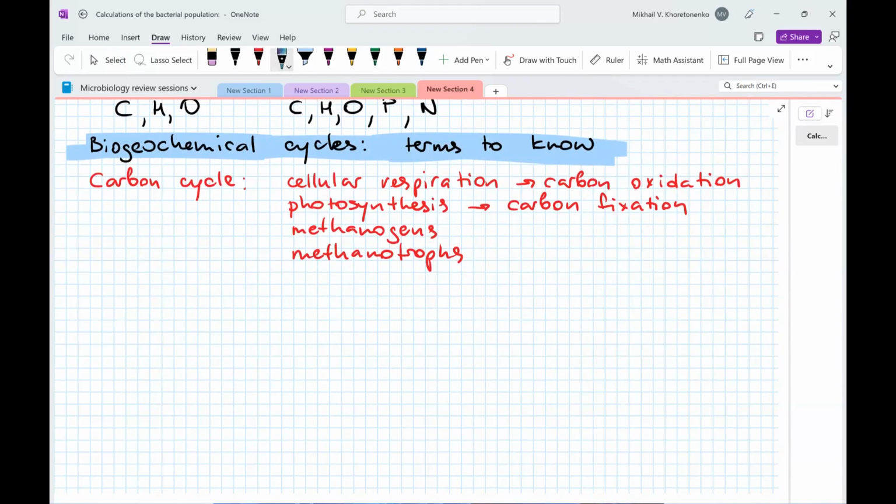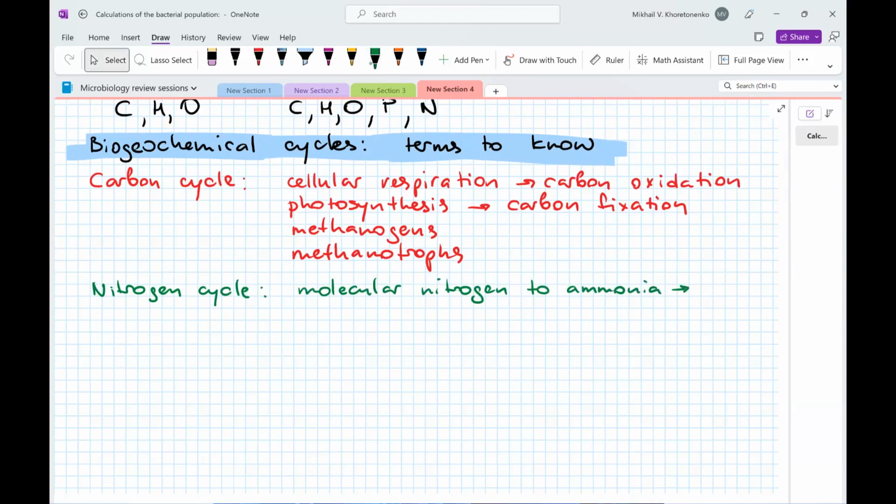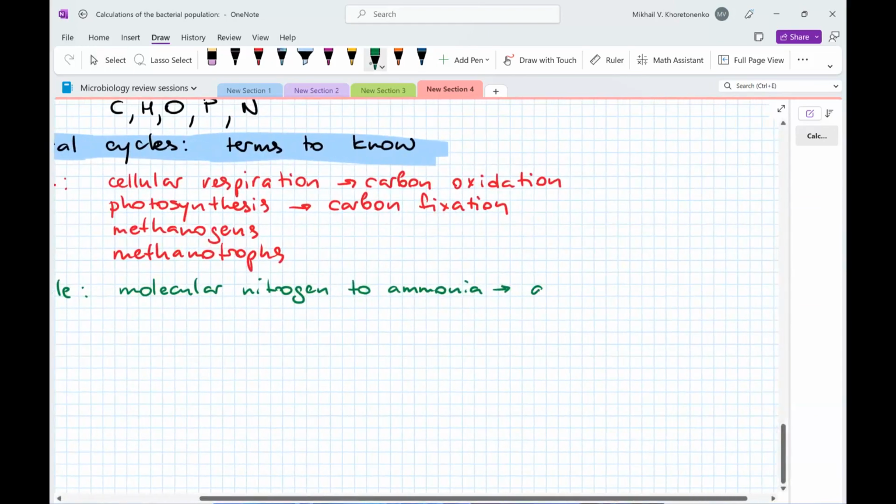Carbon cycle. Okay, next one I want to chat about is the nitrogen cycle. This is very straightforward. Molecular nitrogen to ammonia: ammonification.